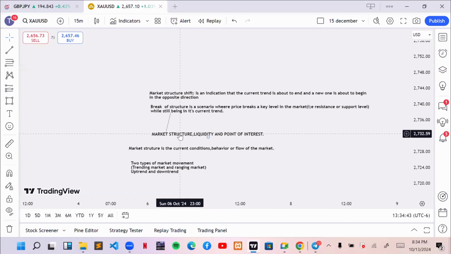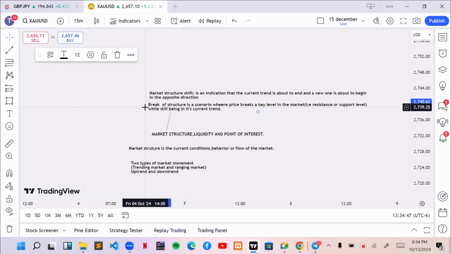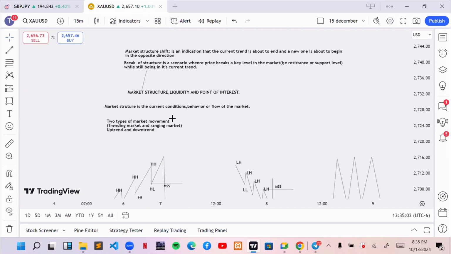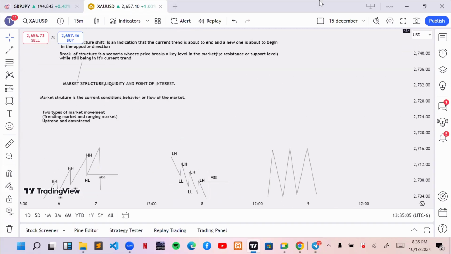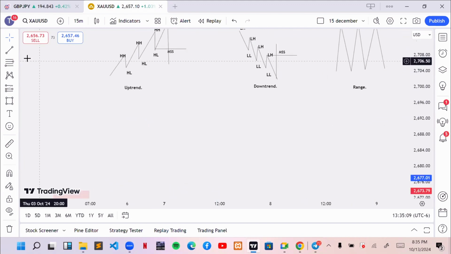So these are the two things that I look out for in the structure part of my strategy: market structure shift and then break of structure. For market structure shift, I'm looking to take a trade in the opposite direction of the previous trend. But in break of structure, you're going to take a trade in the same direction of the current trend, but it has to break a key level in price. I've given you an example of a market structure shift. Let me now give you an example of a break of structure.